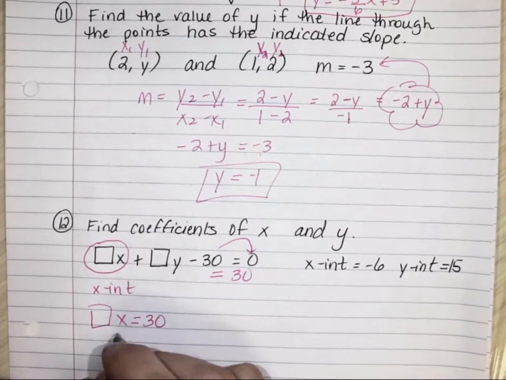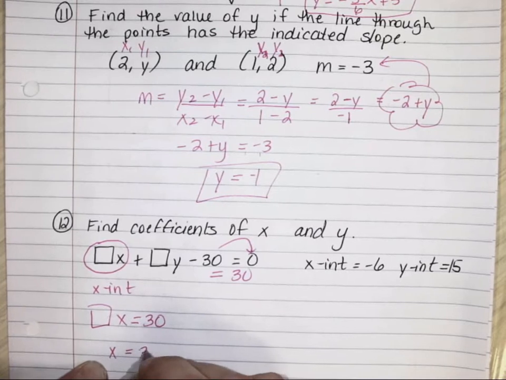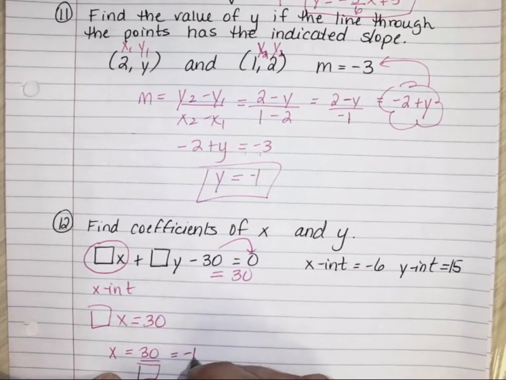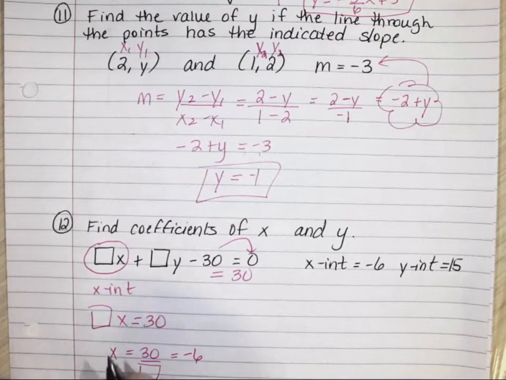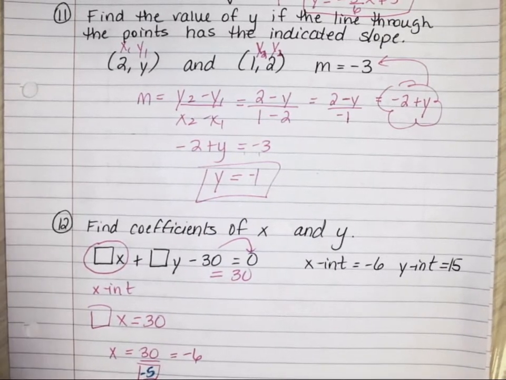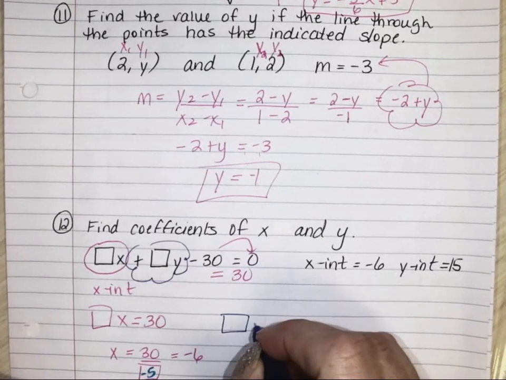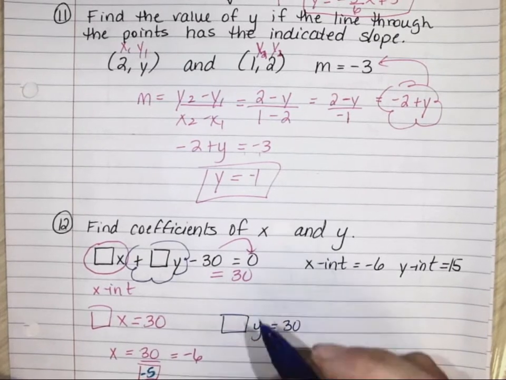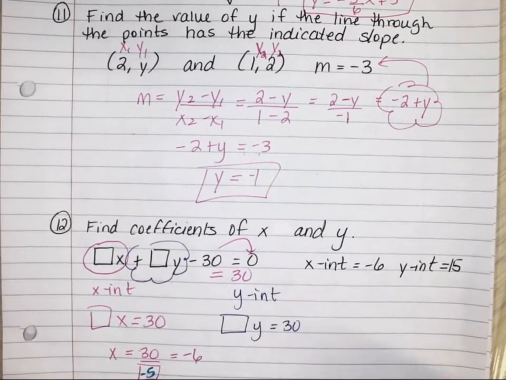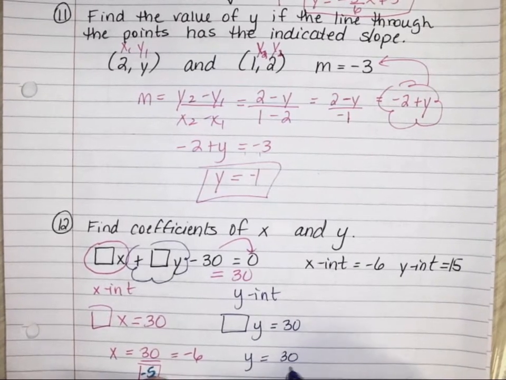So you have to think, 30 divided by what is -6? And that would be -5. And then also do the same thing with your y term. Take your y term and set it equal to 30. And then think 30 divided by what gives me 15. So that would be 2.